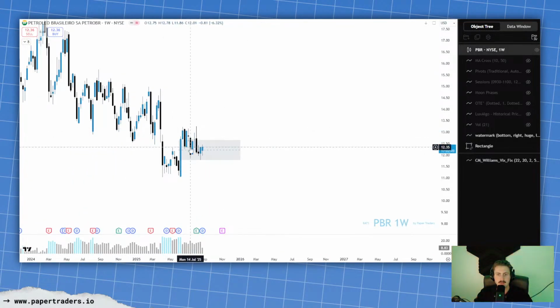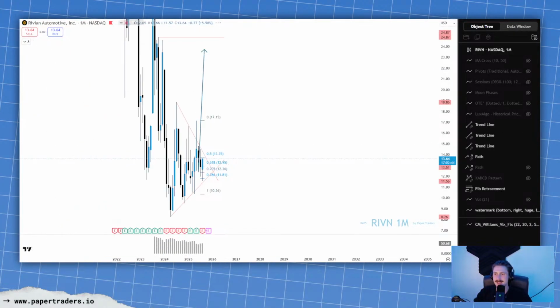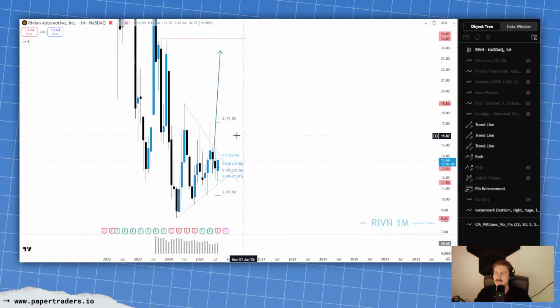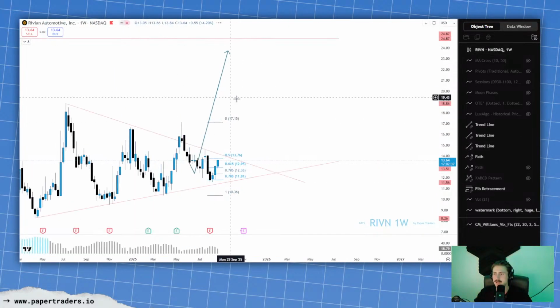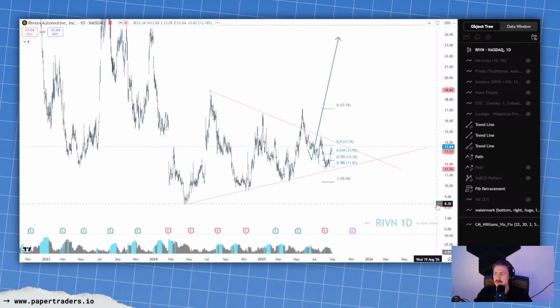Oh, Rivian looks so ready to go. Yeah, that's what I'm saying. I'm still in. Rivian looks phenomenal. Monthly, the sweep of all of that looks like it wants to just continue cranking and break out next month. Weekly's looking good, daily's looking good as well. 5th attempt at that trend line.